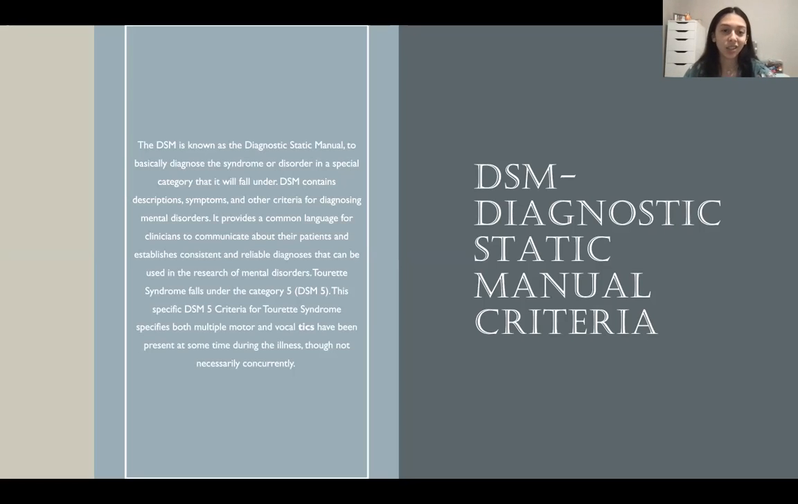The DSM contains descriptions of symptoms and the criteria for diagnosing mental disorders. It provides a common language for clinicians to communicate about their patients and establish consistent and reliable diagnoses that can be used in research and mental disorders. My vocabulary is very horrible, sorry. So TS would fall under category 5. The specific DSM criteria for Tourette syndrome specify multiple motor and vocal tics, and they are present at some time during the illness, though not necessarily concurrently.